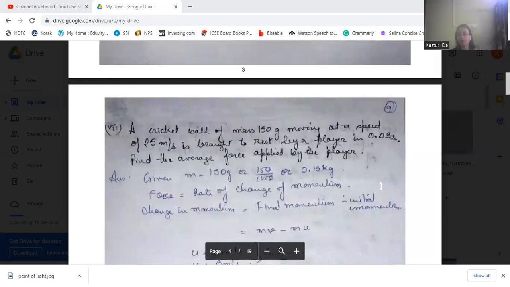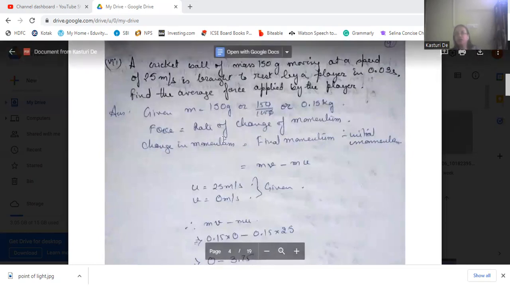Now, a cricket ball of mass 150 grams moving at a speed of 25 meter per second is brought to rest by a player in 0.03 seconds. Find the average force applied by the player. Given mass is equal to 150 grams, or you can say 150 by 1000 or 0.15 kgs. The force is the rate of change of momentum. Change in momentum means final momentum minus initial momentum, that is mv minus mu. Rate of change of momentum is (mv minus mu) by t, and that is equal to force.